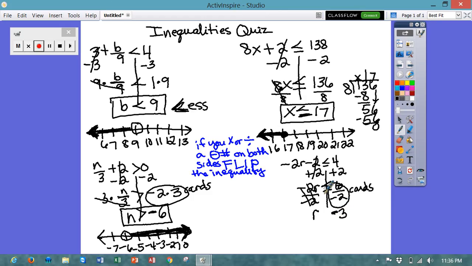Now, should we flip that inequality? Let's take a look at the rule. If you multiply or divide a negative number on both sides, flip. So we are dividing a negative number on both sides. So that means we do flip the inequality to greater than or equal to. And there is your final answer.